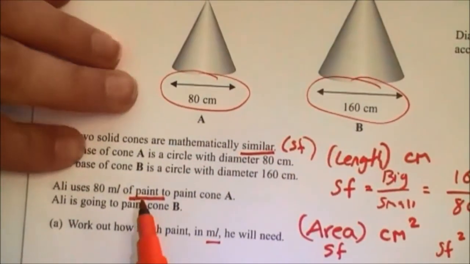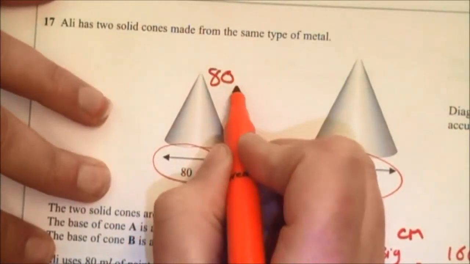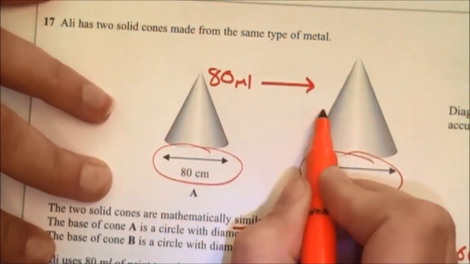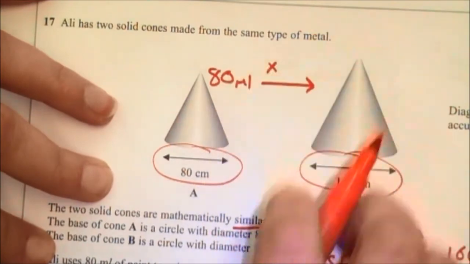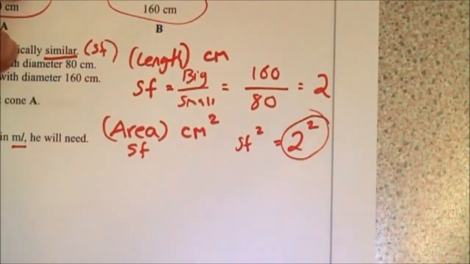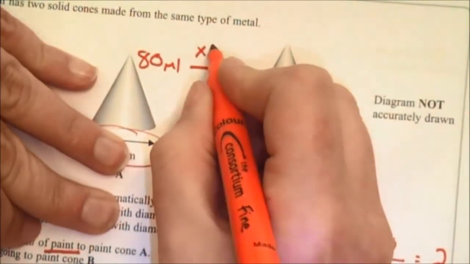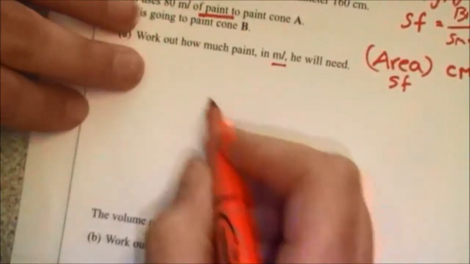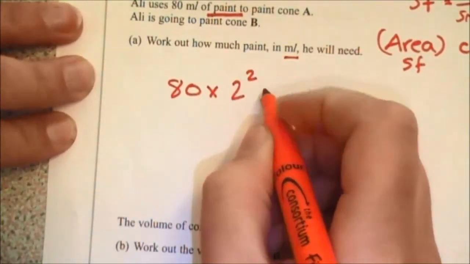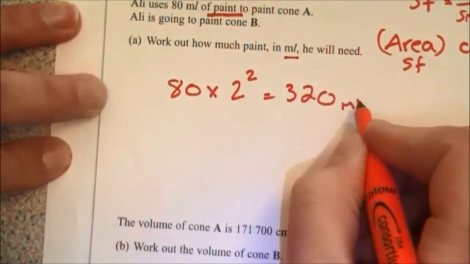Now, they've said that Ali needed 80 millilitres of paint to cover cone A. So to get from the small to the large, you just multiply by your scale factor. And my scale factor for area is 2 to the power of 2. So it's times by 2 squared. So down here, I'm going to write 80 times by 2 squared equals 320 millilitres.